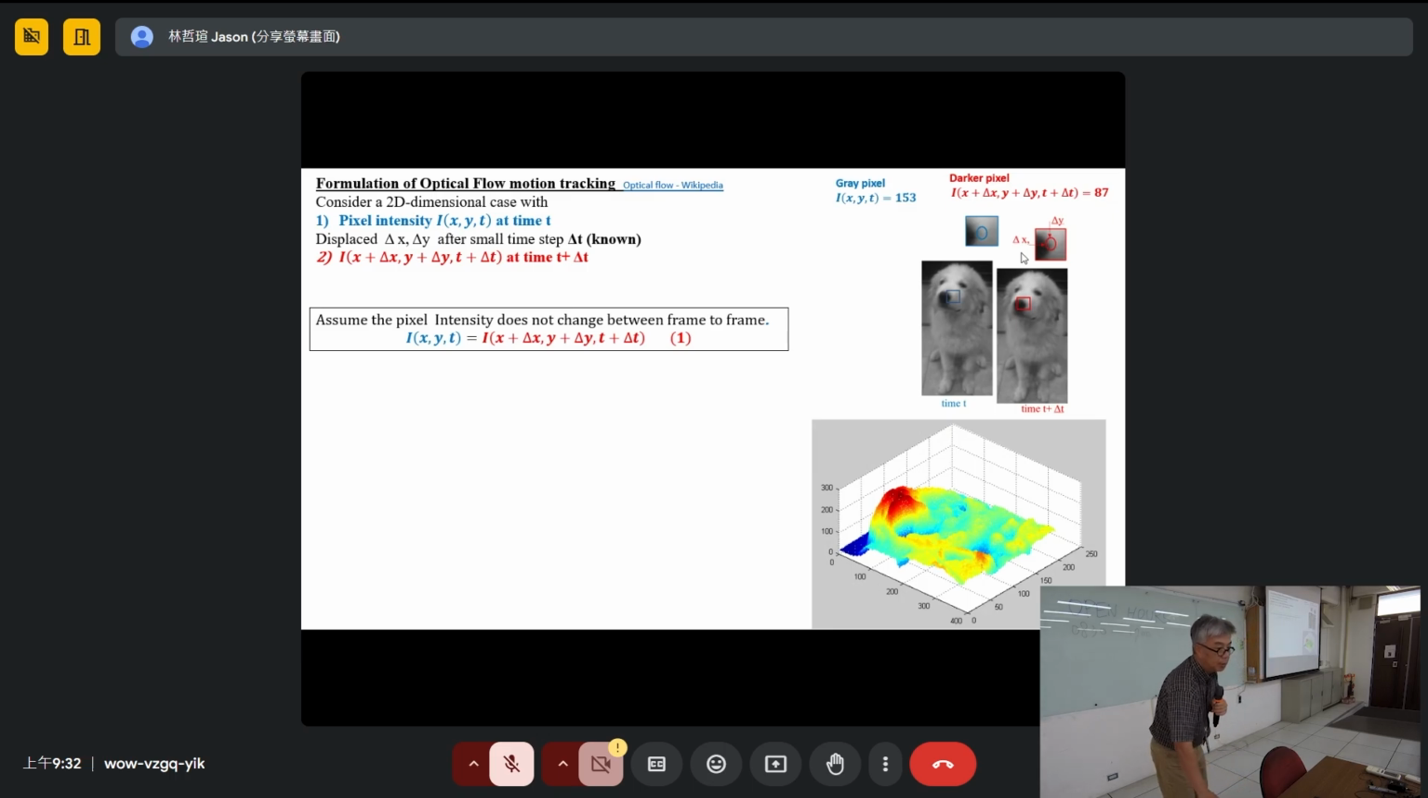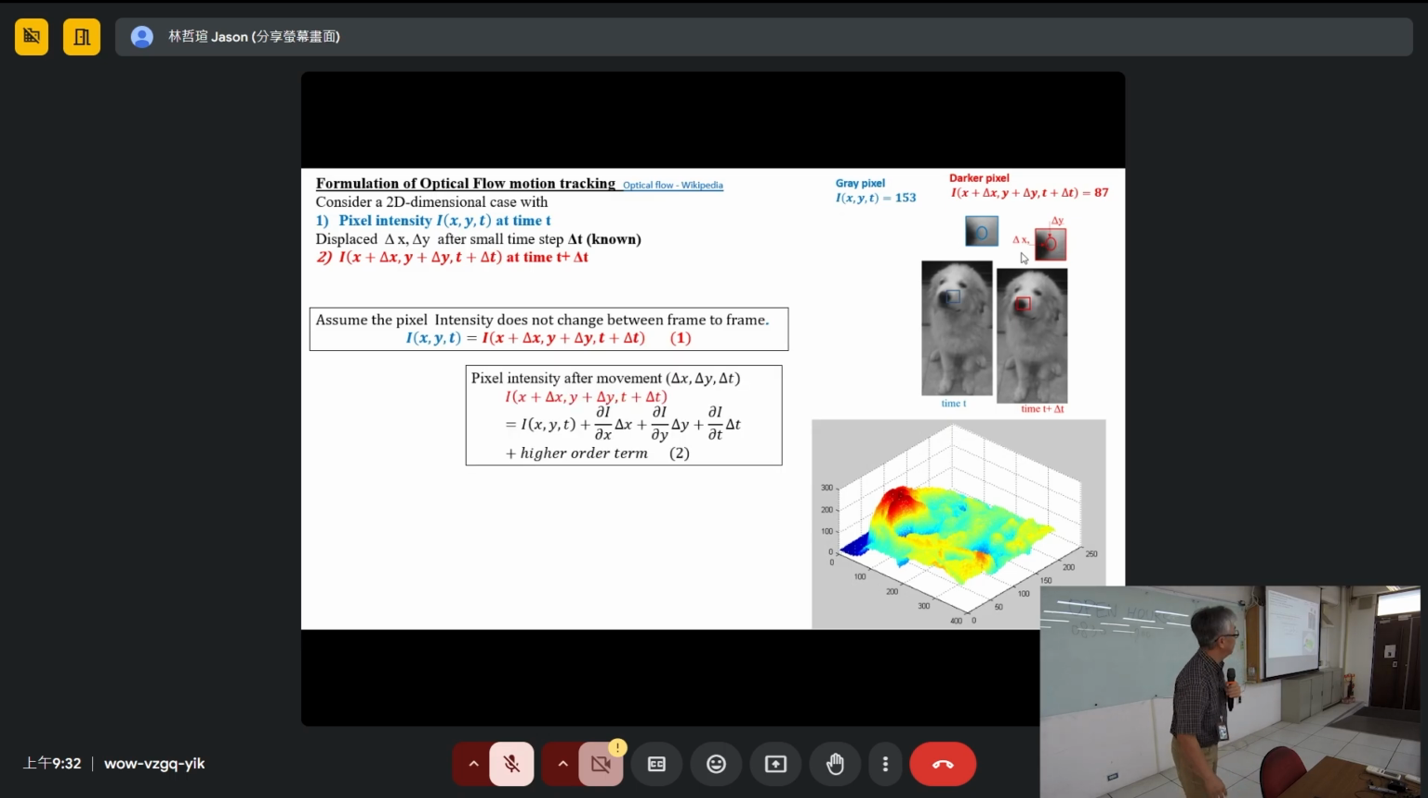So this is sort of an accepted fact. If you look at one pixel located at x, y at time t, in the next frame at t plus dt, it moved by dx and dy. But the movement is small and the frame rate is really high. We assume the two brightness or pixel intensity values are the same.